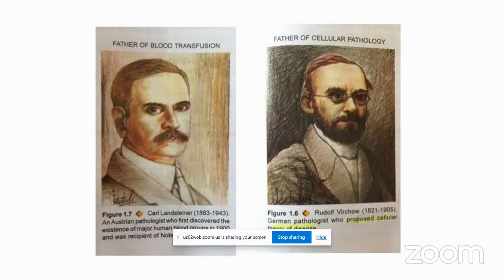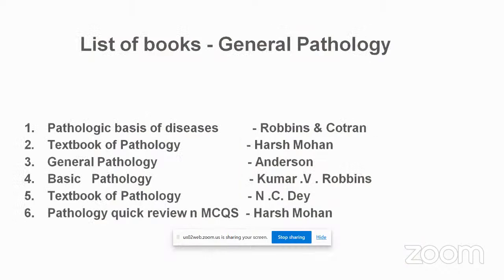So this is the introduction to pathology. If you refer to these books, like Pathologic Basis of Disease by Robbins and Cotran, Textbook of Pathology by Harsh Mohan, General Pathology by Anderson, Basic Pathology by Kumar, Robbins, Textbook of Pathology by NC Dey, and Pathology Quick Review MCQ by Harsh Mohan, these are some important textbooks which we should refer to, so you will attain a good score in competitive exams.